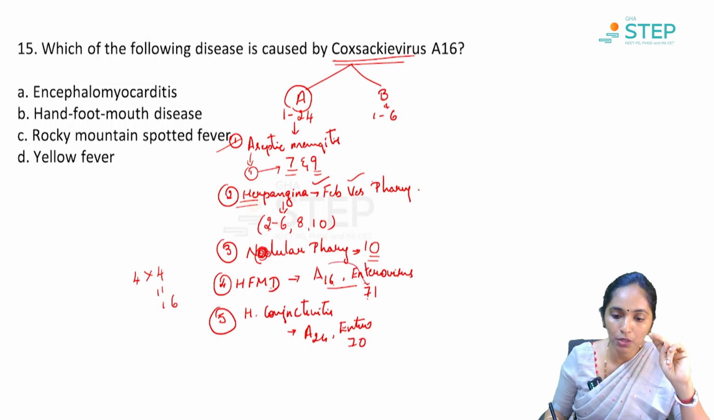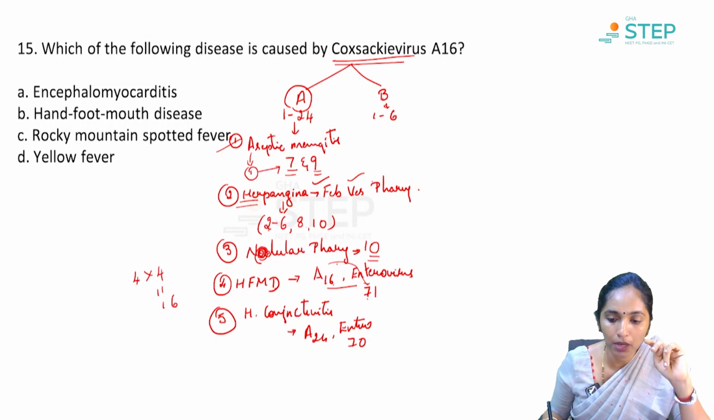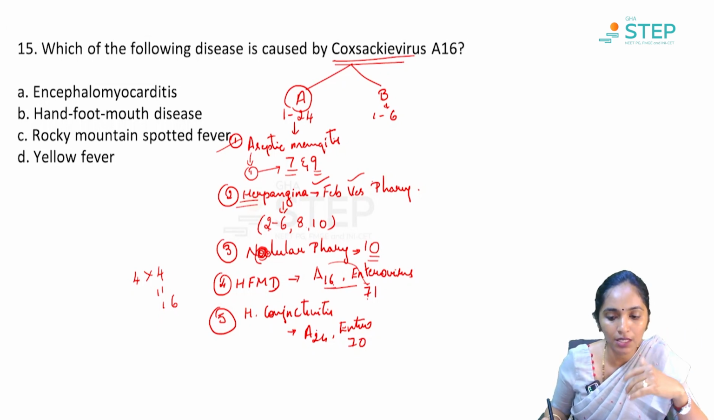Usually we get confused between HFMD and hemorrhagic conjunctivitis. So this is how we remember HFMD: 1, 2, 3, 4 letters. How many causative agents? 2. So write 4 twice. 4 into 4 is 16. So A16. After 6 you have 7, enterovirus 7, and again 1 transferred here, that is 71. Then we have hemorrhagic conjunctivitis, which is A24. The most important are 16 and 24. If we know about 16, the left is 24 and enterovirus 70.